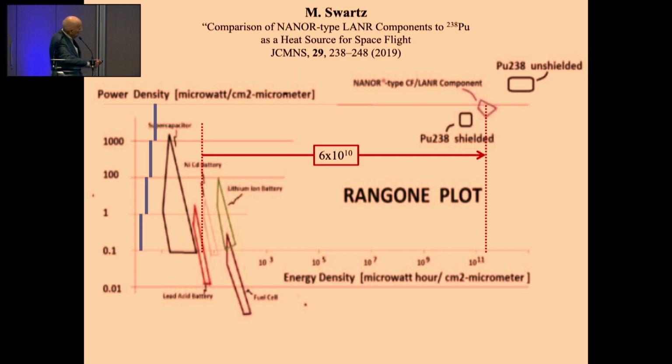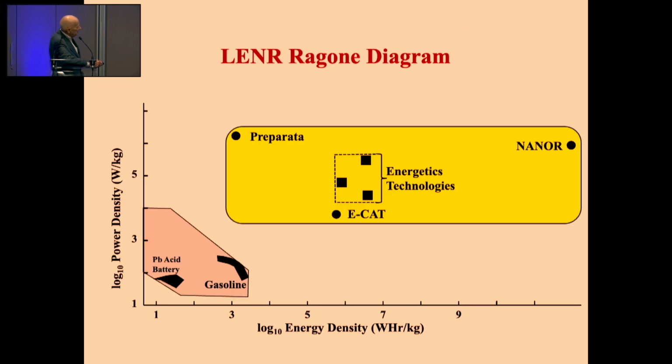He produced a Ragone diagram. He had here the lead acid battery. He had the Nanor relative to that. So we put all this together in a revised diagram.